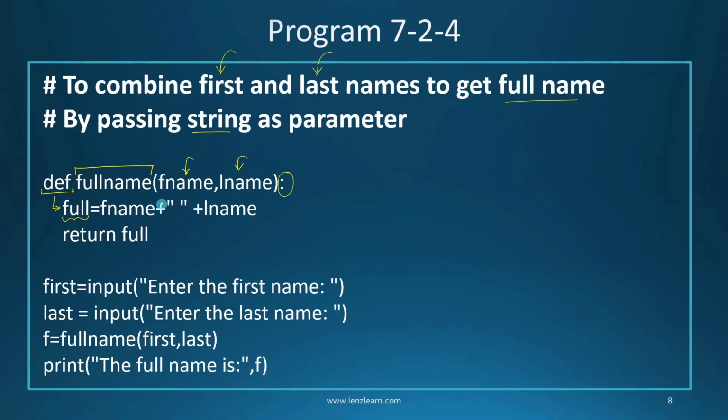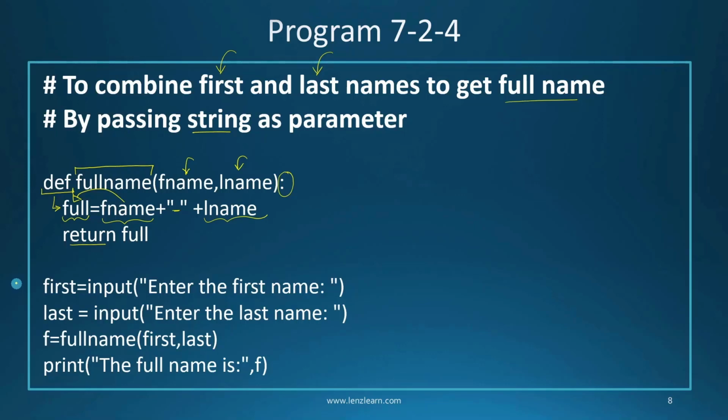You can see this plus works as a concatenate operation when it works with strings, right? So it will take the value of fname, add a space to that, and then add the value of lname. So you will get the full name, and that will be stored into variable full, and your function will return that value to the main function, where you can print the result.